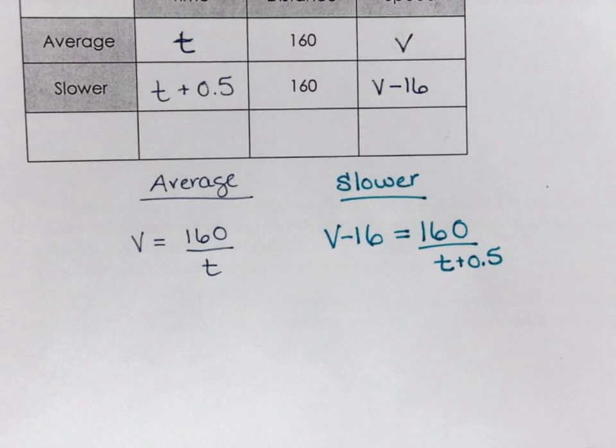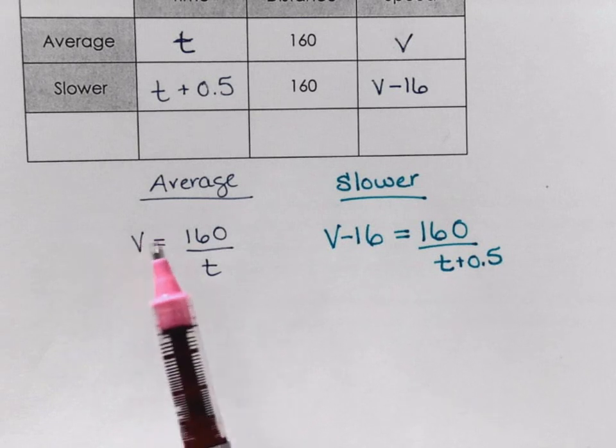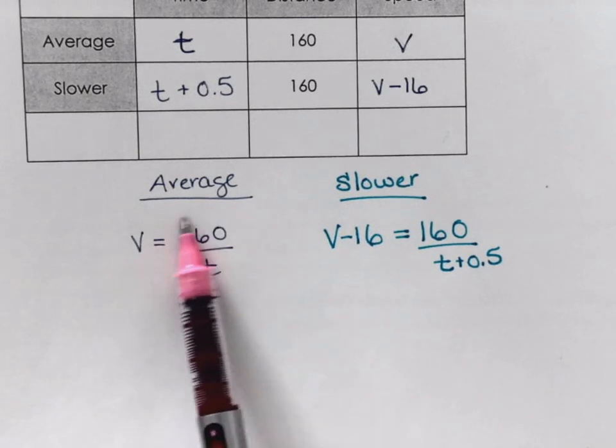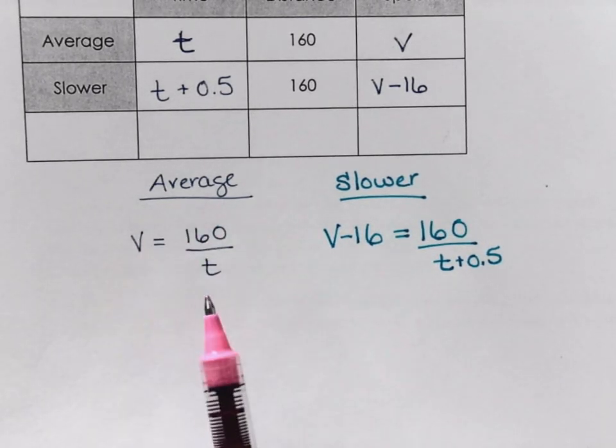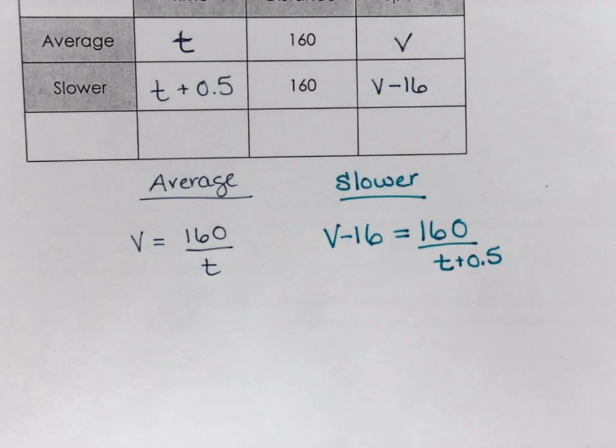All right. This is what we call a system. We have two unknowns. What are our unknowns? What are our variables? V and T. How many equations do we have? Two. So what we're going to do is solve this system. Now we've made a statement here that the letter V is equal to this fraction. You guys all agree with me? The letter V and 160 over T are the exact same amount.